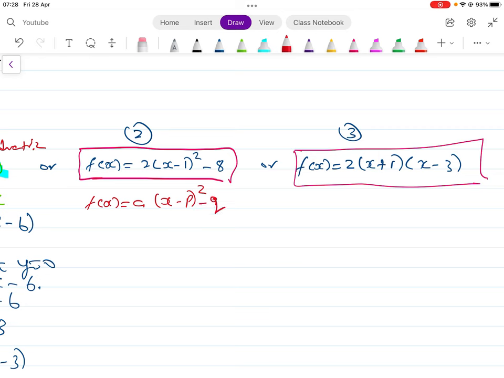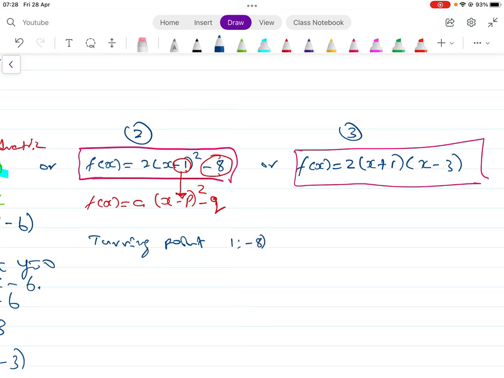Your a is 2, which is positive, so the graph is still facing up, and then your turning point, you can have the coordinates directly from the equation. That is +1 and -8. You just change the sign to get p, the x value of the turning point, and then you take the y value of the turning point as that -8 without changing the sign. I hope that is clear. So the turning point in this case is going to be +1 and -8.